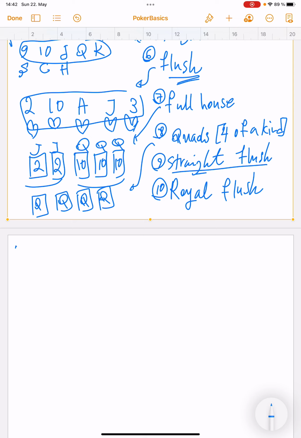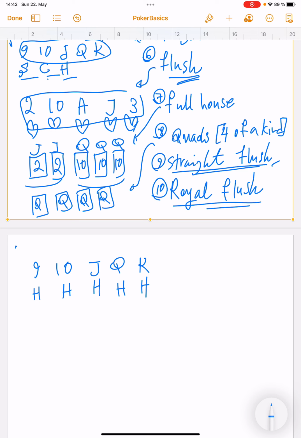Then we have a straight flush. A straight flush is basically a combination of a straight and a flush. Like, for example, in the example we had, it was 9, 10, jack, queen, and king. Then we said it can be spades, clubs and hearts. But in a straight flush, they are all of the same suit. So, for example, this is hearts, hearts, hearts, hearts, and hearts. Then you are having a straight flush.